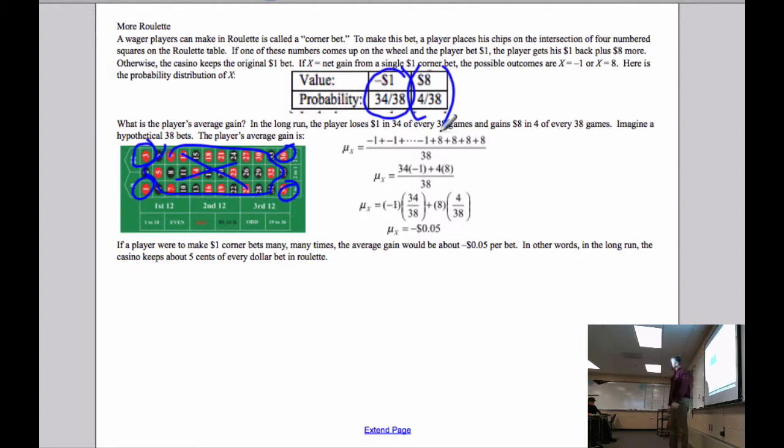So if I said, what's the expected payoff? If you played all night, for every dollar that you bet, how much can you expect to win? That's the question. So I do the value times its probability. That's what this is. Plus 8 times its probability. That's what this is. And it comes up with a negative 0.05. What does that mean? On average, for every dollar that you bet, you're going to lose 5 cents. Who gets the 5 cents? The casino gets the 5 cents.